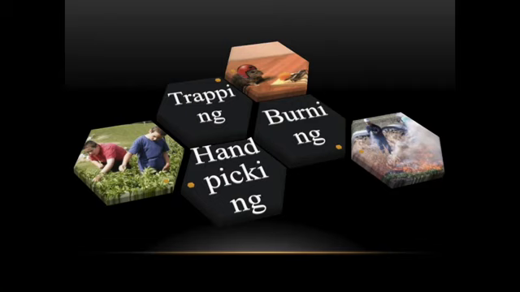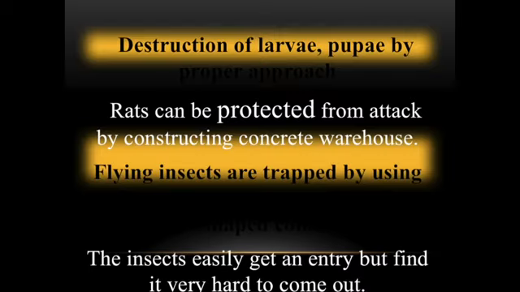Any infected plant or any fungus-infected plant can be removed from the area by entirely burning the infected plant using fire. Next, the hand picking method. Here the picking of the infected plant or infected leaf with the larva and pupa can be done manually by hand picking. The extraction of larva and pupa comes under the hand picking method.